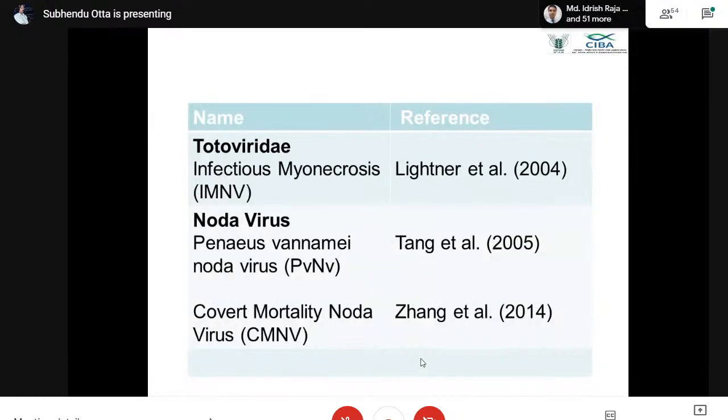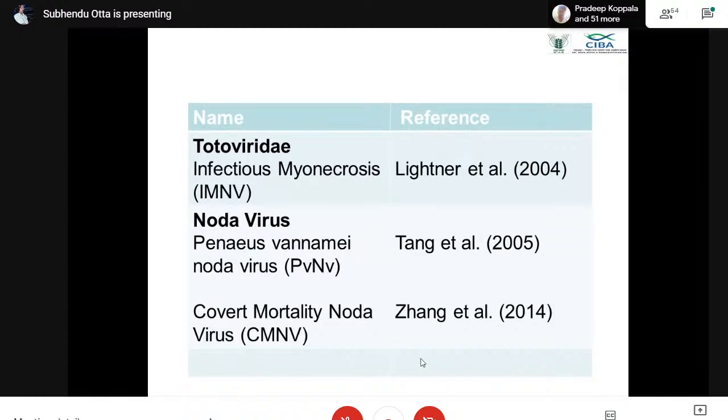And subsequently, based on the reports, there are other groups also. One is Totiviridae, to which IMNV or infectious myonecrosis virus belongs. This was highly virulent when it was reported in Brazil. For a long time it was not detected in India, but recently, in 2016, it was reported from India. Since then, many reports have come from many places.